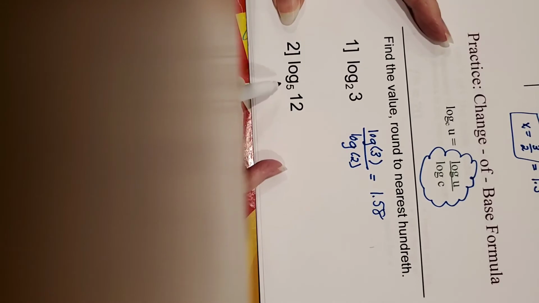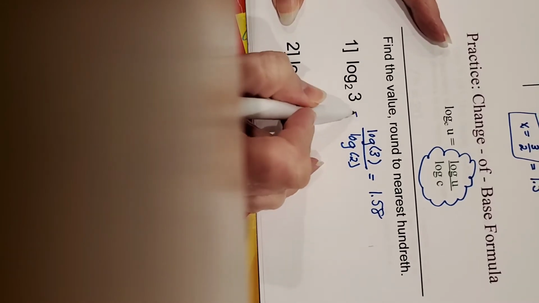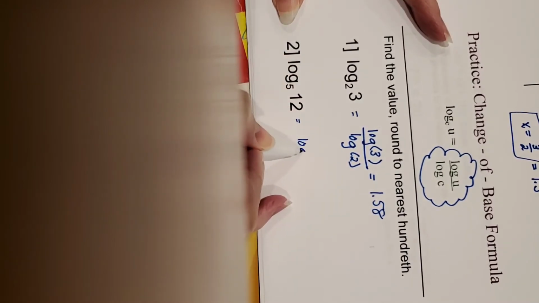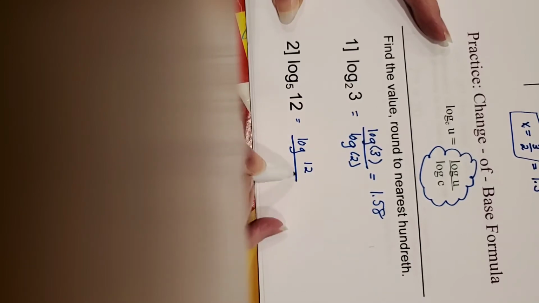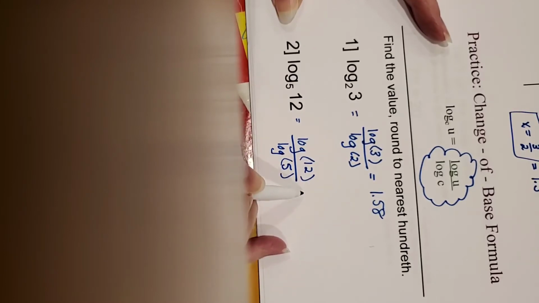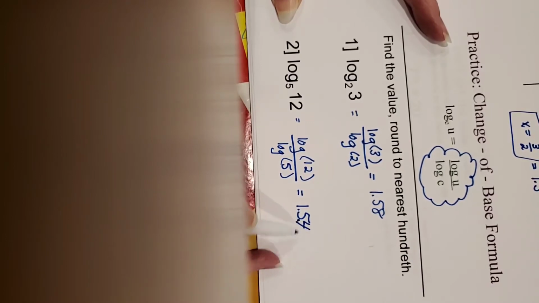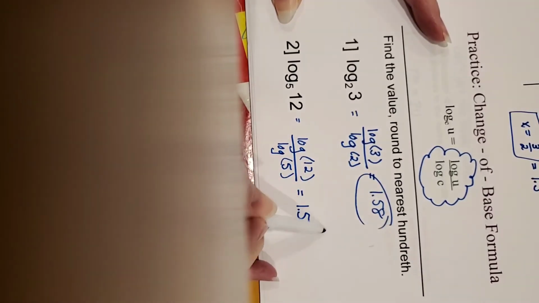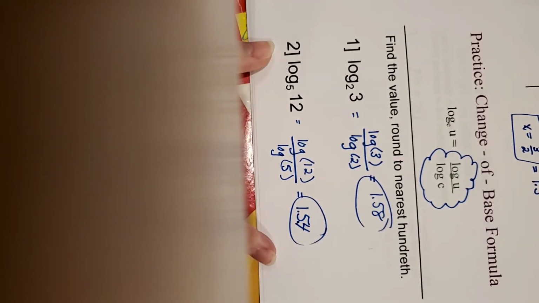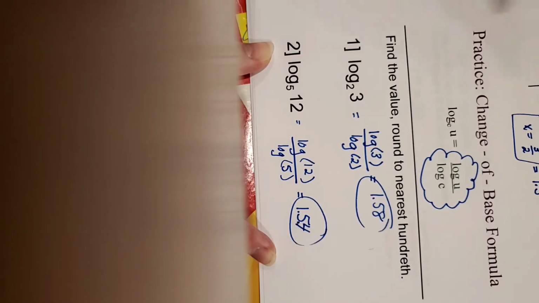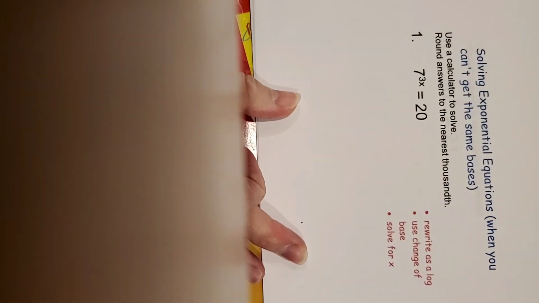When we type in log base 5 of 12, we're going to type in log of 12 divided by log of 5. Again, your calculator may want you to put parentheses around those numbers. And when we round, we're going to get 1.54. That is using the change of base formula. So now, instead of what we did previously, we can use the change of base and have the calculator assist us.